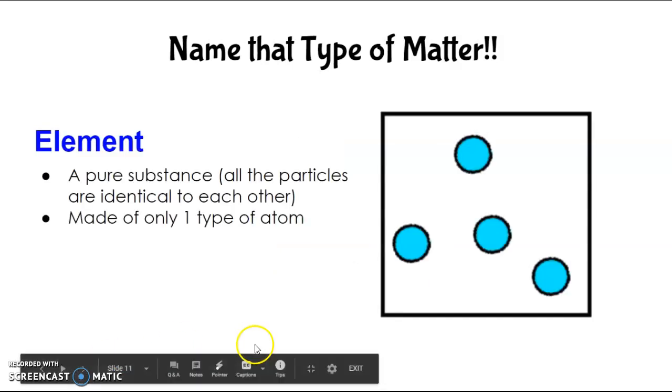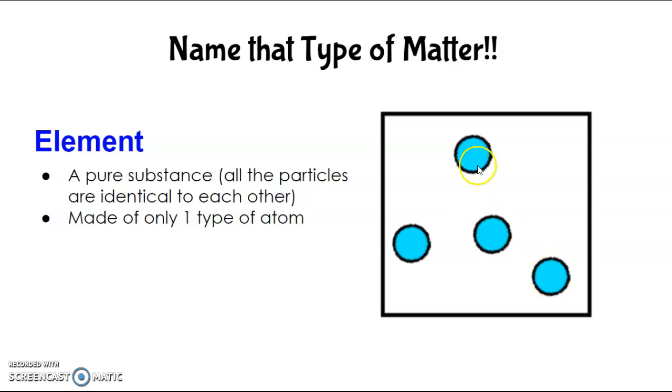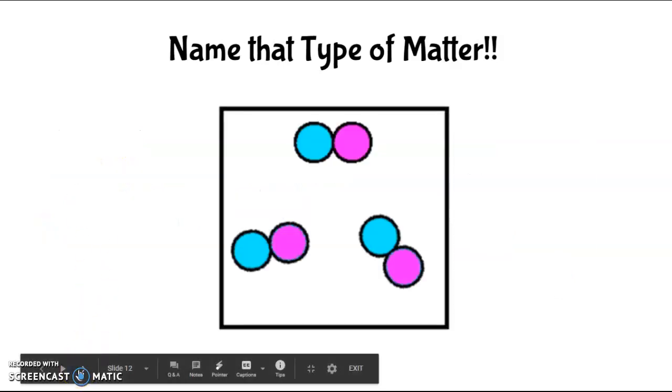All right, this is an element. Again, it's a pure substance because all these particles are identical to each other, and it's made of only one type of atom. They're all little blue circles. So when both of these bullet points are true, it's an element. Next one.